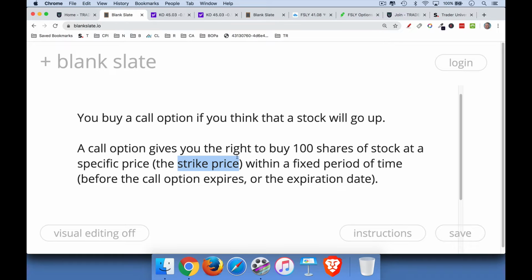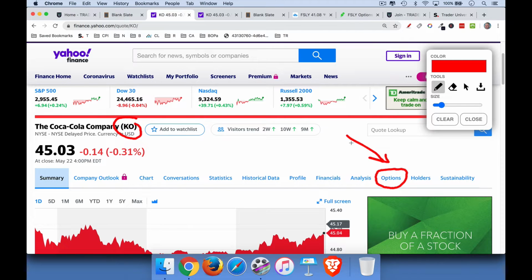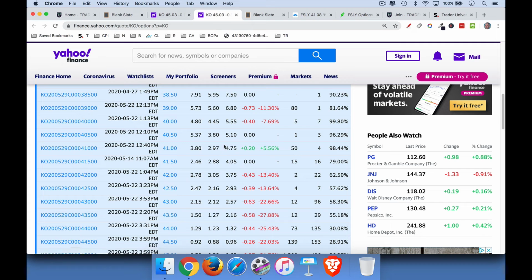So for a call option, you basically have the ticker, you have the stock, you've got a strike price, and you've got an expiration date. This will make a lot more sense when we look at an actual example. So I just went to Yahoo Finance. I typed in Coca-Cola. The ticker for Coke is KO. That's if you want to buy or sell the stock. And then if you just click right here where it says options, this will give you options data. So I'm going to go there right now.